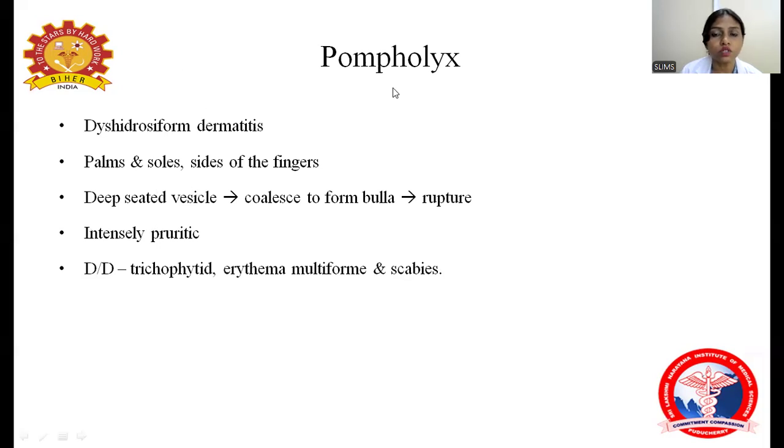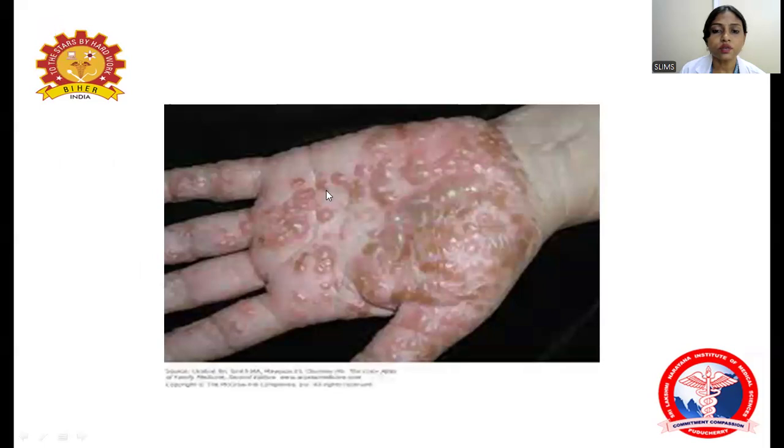There are two types of pompholyx, cheiropompholyx and podopompholyx. Cheiropompholyx occurs over the palms and podopompholyx occurs over the soles. Pompholyx can be both an exogenous as well as an endogenous eczema. So here you can see multiple erythematous, deep-seated vesicles. In a few areas, they have coalesced to form bulla, present over the palms and sides of the fingers. This is dyshidrosiform cheiropompholyx.